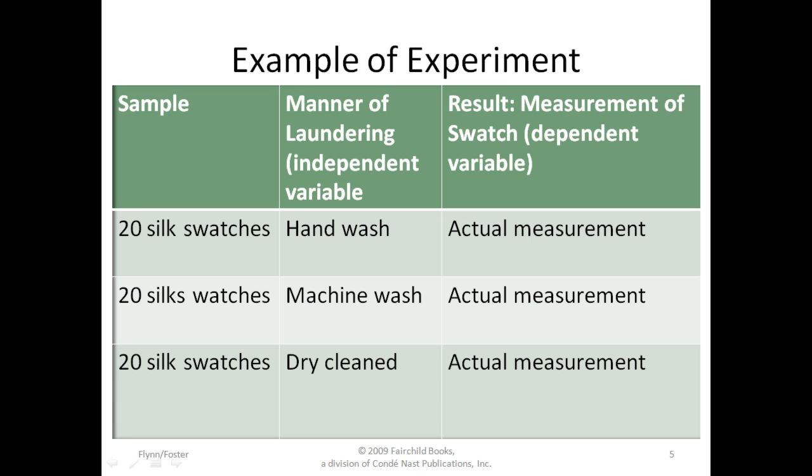Other independent variables that could be used for this example would be how long the swatches were left in the sunlight to dry. You could also look at how long the swatches are actually washed or left in the detergent solution, or you could look at the type of laundry or dry cleaning solution that's used.